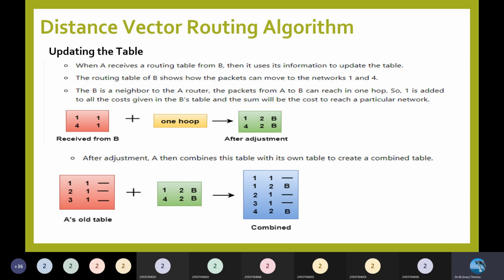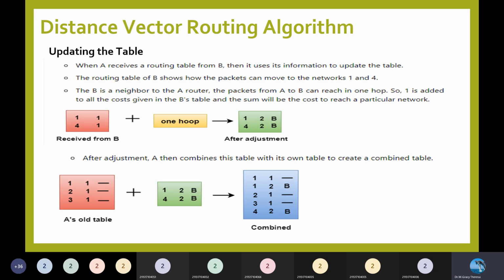So B to A is one hop. That one hop is updated here. That is why it is given as 1. 1 plus 1 is 2. And who is the next neighbor? It is getting information from B. So the next hop of A is B. So B is in the third column. The same thing is happening here.